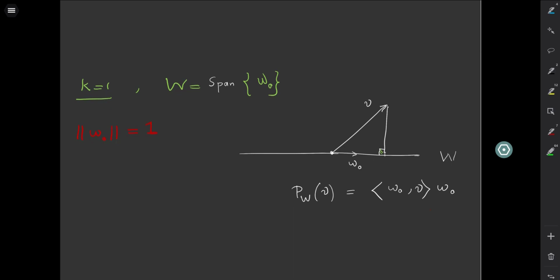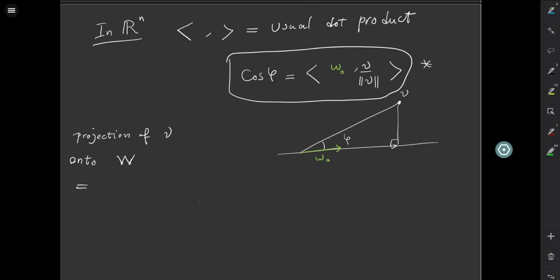Also, it's important to focus on the case where k is equal to 1. That means that W is a span of one vector. That vector has norm 1. Okay, so we want to look at V and find this PW of V. The formula is just telling us that to find that, actually we take the inner product of the normal vector, the vector which has norm 1, with our given vector V. So we take this number and we multiply it to W naught.